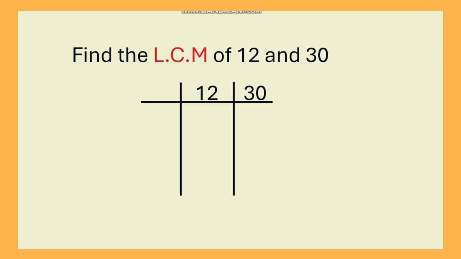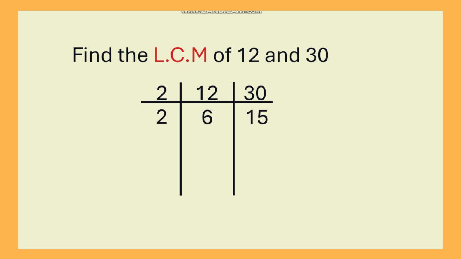The first prime number we have, the least prime number, is 2. When you look at 2, 2 is a factor of 12 and 30. What do I mean by factor? It can divide 12 and of course divide 30. I need you to watch my video on factors and multiples of a number. So 2: 12 divided by 2 gives you 6. 30 divided by 2 gives you 15.